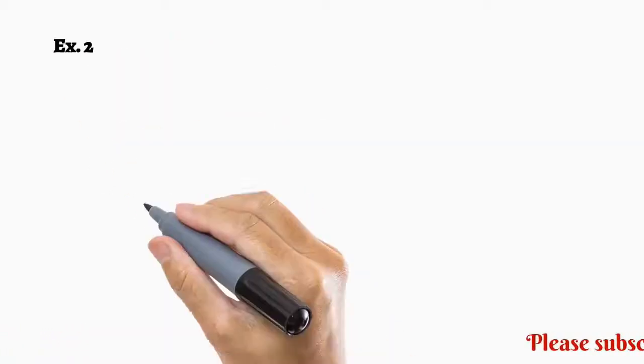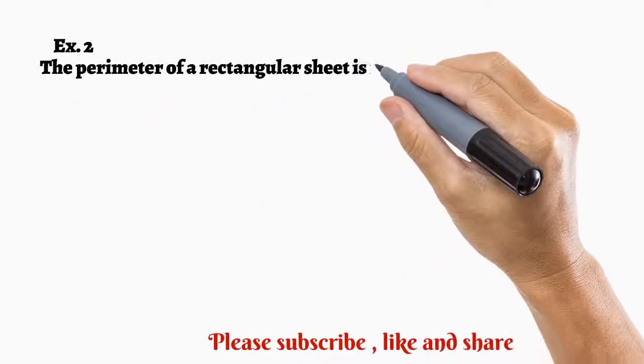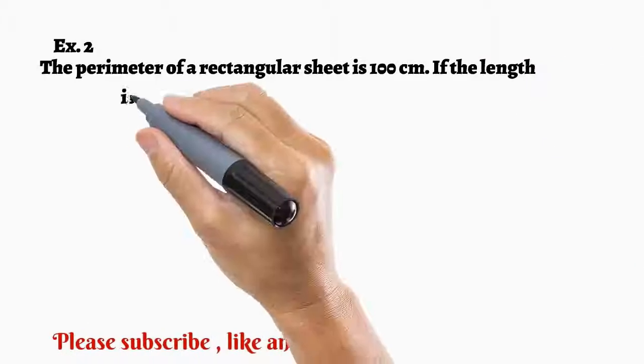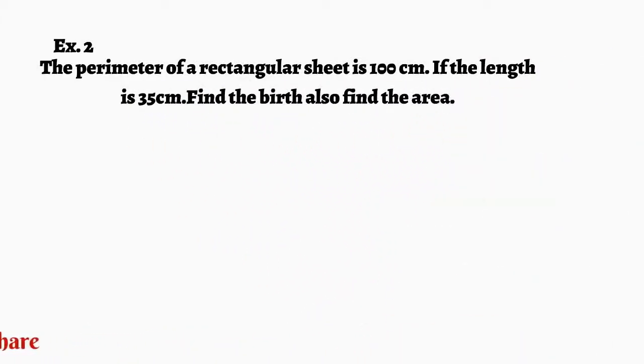Exercise 2. The perimeter of a rectangular sheet is 100 centimeters. If the length is 35 centimeters, find the breadth, also find the area. First, what will we do? Write down the available details from the question. Here the rectangle perimeter is available. How much is that? It is 100 centimeters.